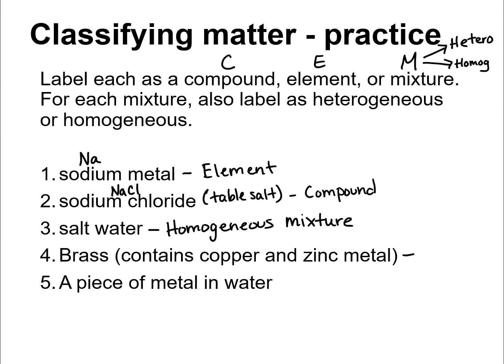So this fourth one, brass, is a little bit tricky. Brass contains copper and zinc metal. It is a solid. So you can have brass fittings for plumbing and things of that nature, brass instruments like trumpet, trombone. So it is a solid thing. It contains copper and zinc metal. You might be inclined to call it a compound or even an element, but it's actually a homogeneous mixture.